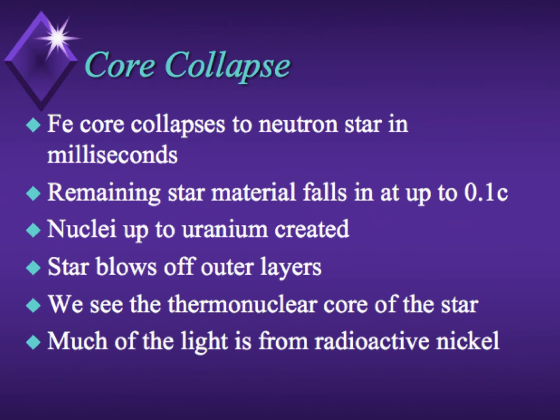After the supernova explosion, there are a couple of different things that can happen. One possibility is that the iron core collapses to form what is called a neutron star. This happens incredibly quickly, in less than a second, with material falling in at about 1/10 the speed of light. This creates the atoms up to uranium, the heaviest naturally occurring element.